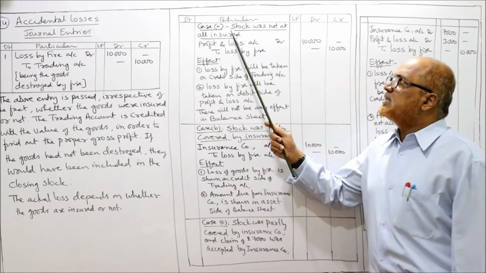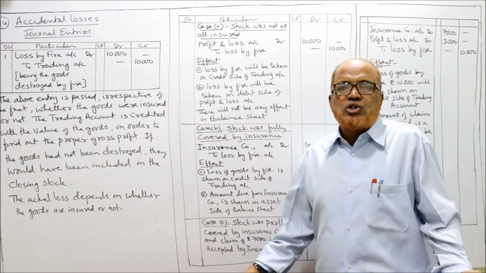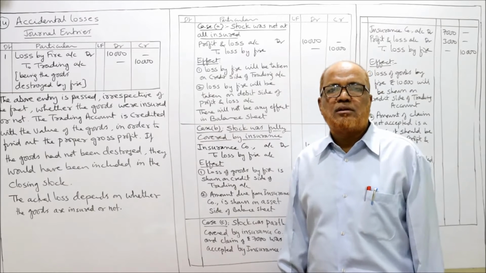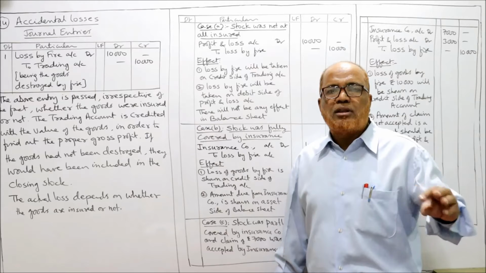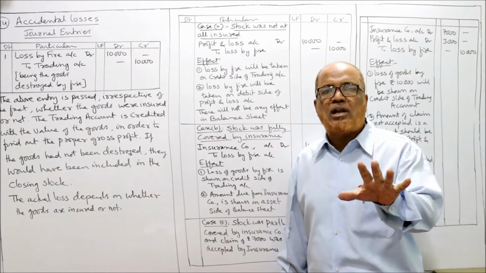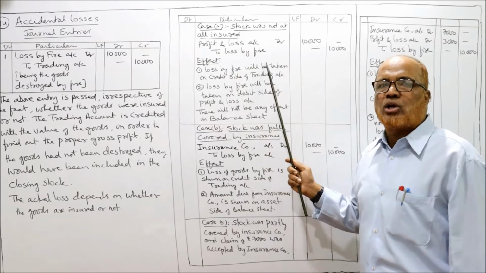Case A. Stock was not at all insured. That means no insurance policy was taken. It's a dead loss to the business, a complete loss. The business has not taken an insurance policy. The goods of 10,000 rupees were lost, so all 10,000 rupees is the loss to the business. So the entry will be profit and loss account debit to loss by fire.